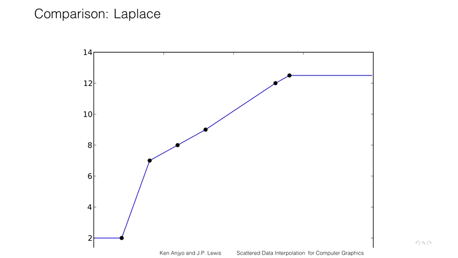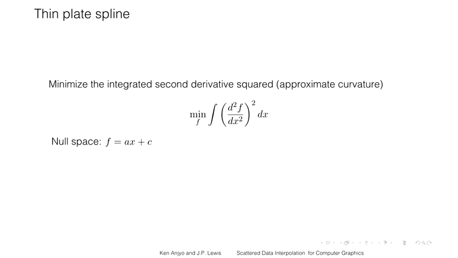Now, here's something. The Laplace equation in one dimension actually is what we call linear interpolation. Now, to go up from that, instead of minimizing the first derivative squared integrated over the surface, we want to minimize the second derivative squared integrated over the surface. And that will give us a smoother function. It also has a larger null space that we have to fill in.